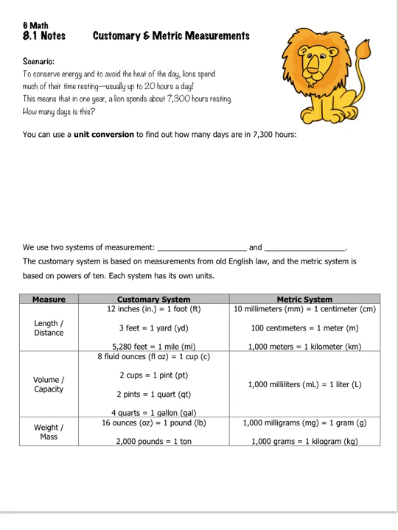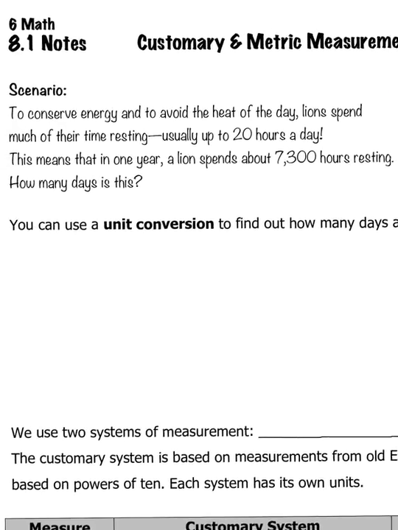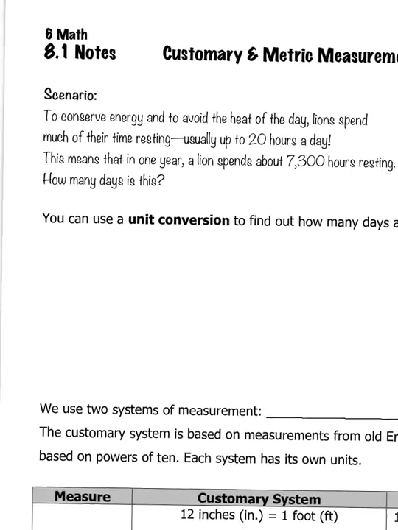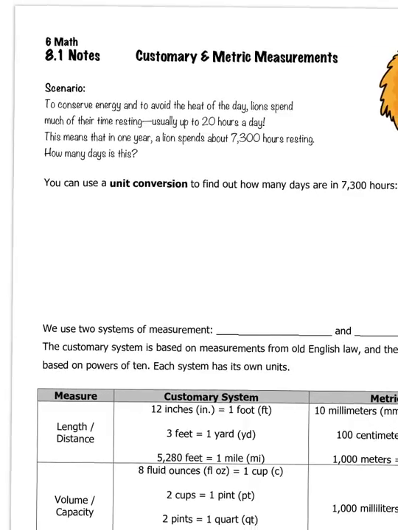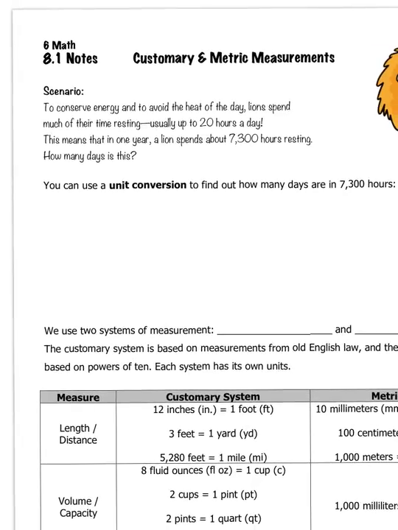So I want you to read along with this scenario at the top. In this scenario, it says that to conserve energy and to avoid the heat of the day, lions spend much of their time resting, usually up to 20 hours a day. This means that in 1 year, a lion spends about 7,300 hours resting. How many days is this?